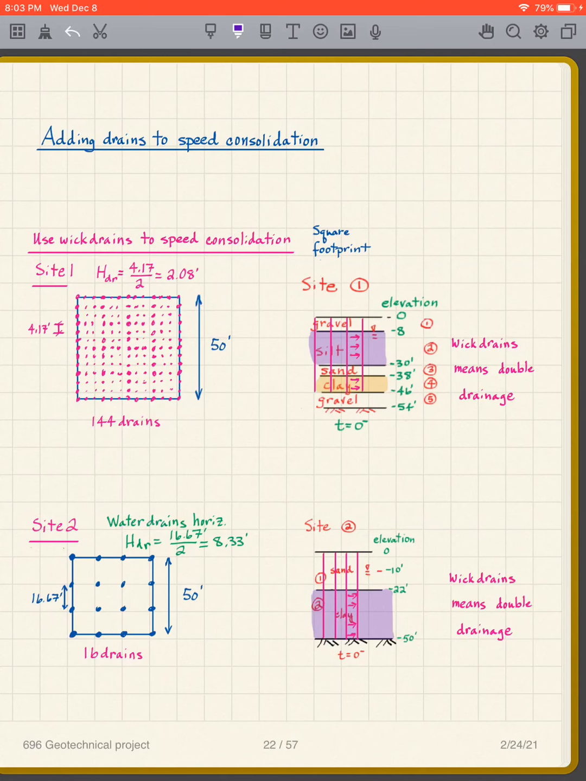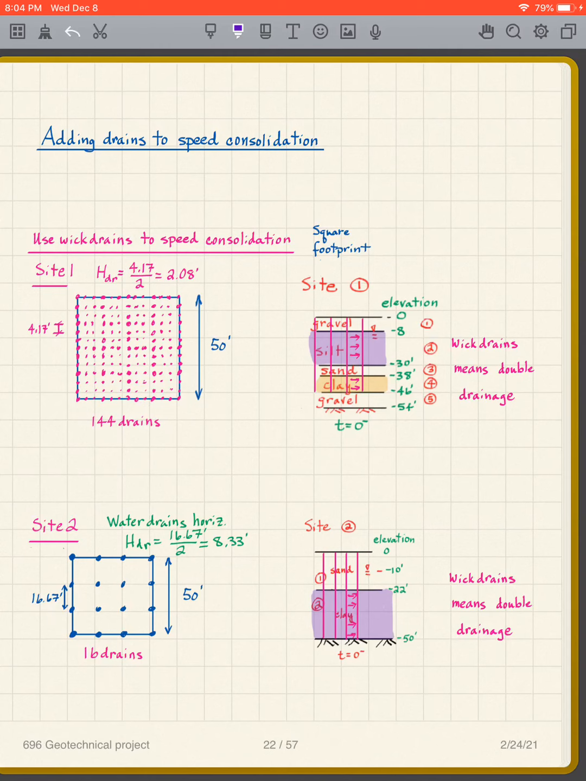You can see how many drains I have here. 1, 2, 3, 4. Times 4, I have 16 drains. Here I've got 12 on a side, so 12 times 12 is 144, so I've got 144 drains. So that's the way the drains were selected.